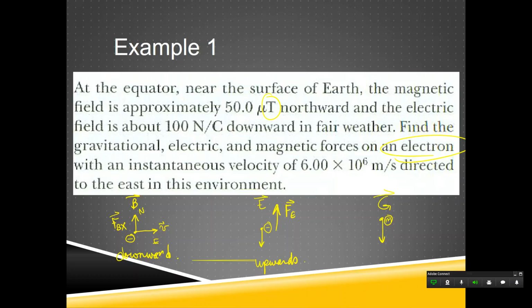Okay, and calculating this is really easy. I'm not going to do it, but I want you guys to. Here the force is going to be equal to QVB, and because the angle is 90 degrees, I don't need to do sine theta. Here it's easy. It's QE, right? So F is going to be equal to QE. And then here is also easy. F is equal to mg. Those are how you calculate each of the three different forces.